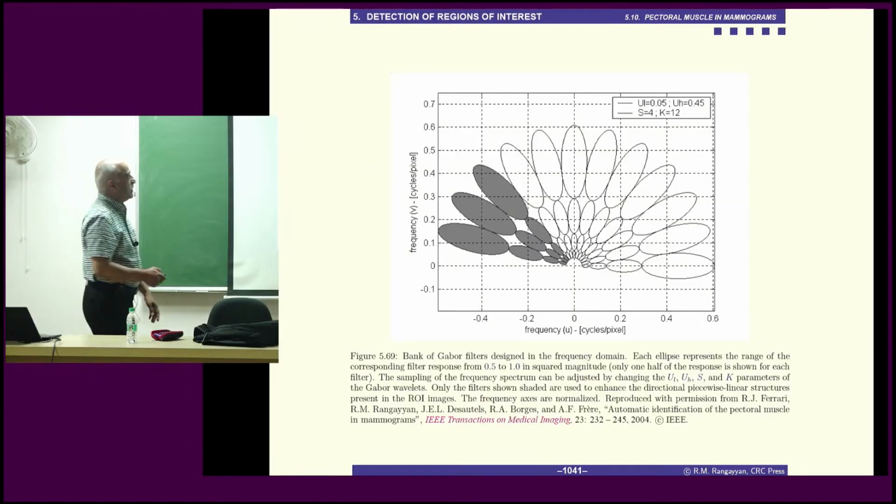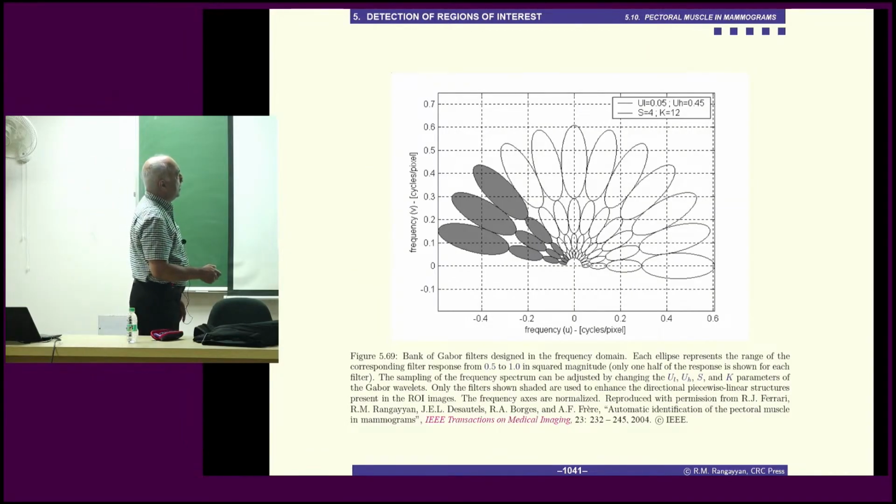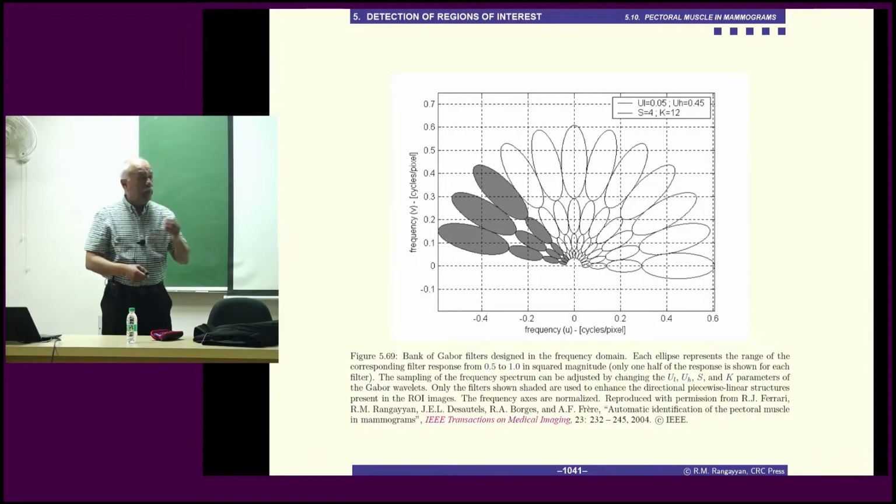So this is how it looks. There are 4 scales. As you scale the Gaussian function, each one of these ellipses is a bandpass filter. The position of that bandpass filter is determined by the scale factor: low frequency, medium frequency, and high frequency. And the angle is given by the rotation. And W determines these placements.